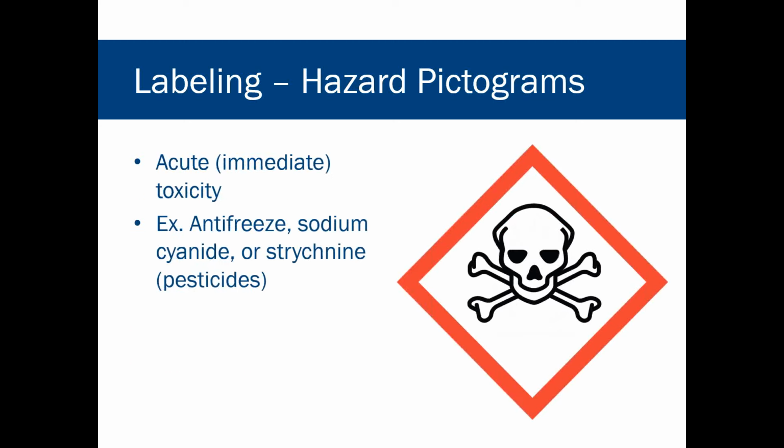The next pictogram, as usual, the skull and crossbones, indicates a poison or something that's going to be immediately toxic to your health. Some examples of these are antifreeze, sodium cyanide, or strychnine.